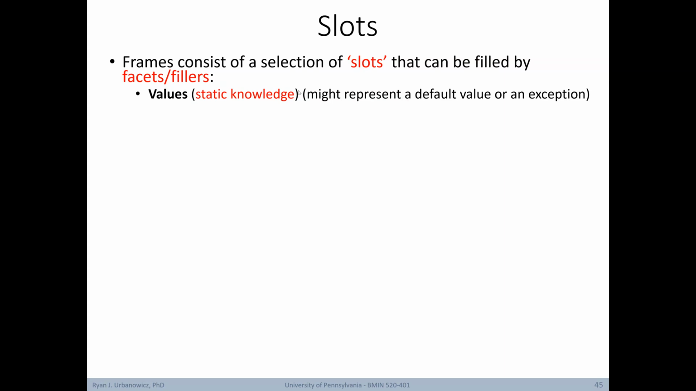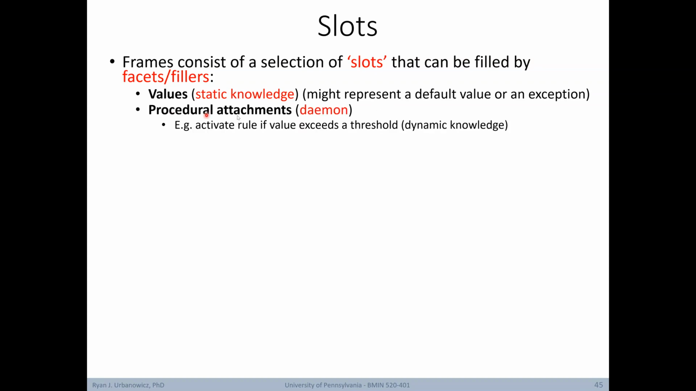The information in slots can be values, in other words, static knowledge, which might represent a default value or an exception. Slots can also include procedural attachments, otherwise known as daemons. Daemons can activate a rule if a value exceeds some threshold. In other words, this gives us a way to create dynamic knowledge. Maybe something's calculated on the fly. Slots can also have pointers to other frames. These pointers represent the inheritance hierarchy, similar to connections in a semantic network.